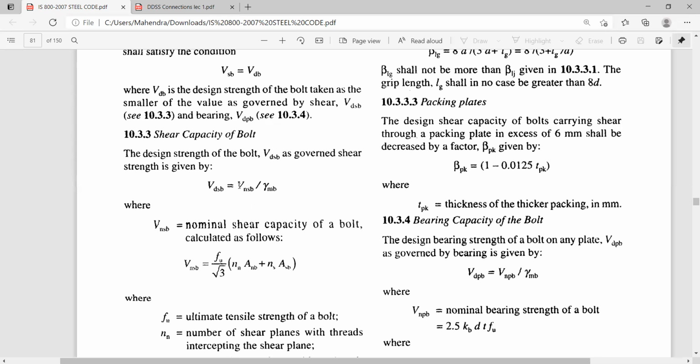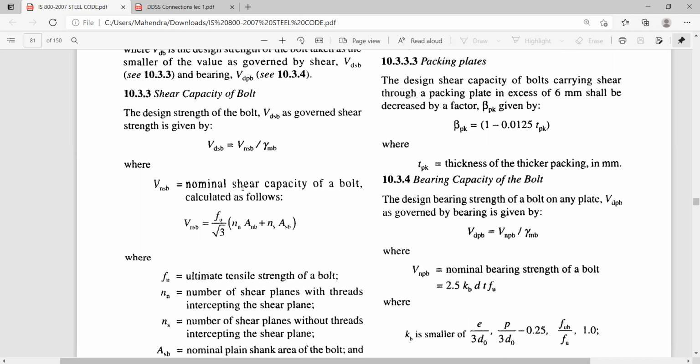So no need to learn these formulas. Just remember the page number and the clause number. You will get the IS code in the exam also. Means you have to take your own IS code in the exam? No, the college provides the IS code. You will get the IS code from the college, and you can refer to those IS codes for the exam. So you don't have to learn these formulas. You can refer directly from the IS codes.